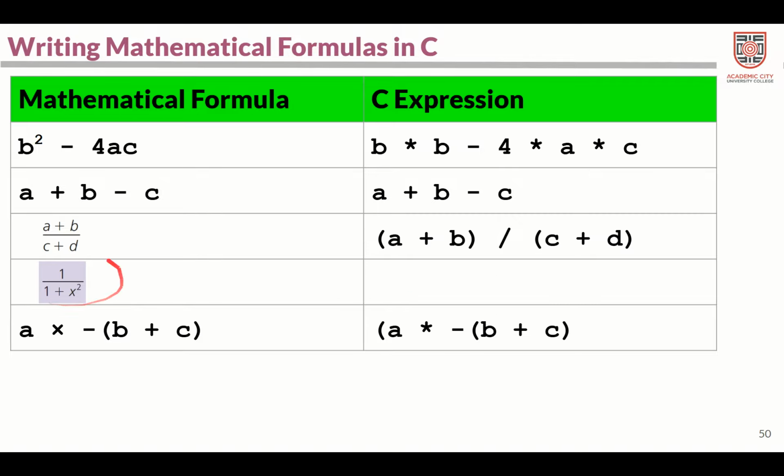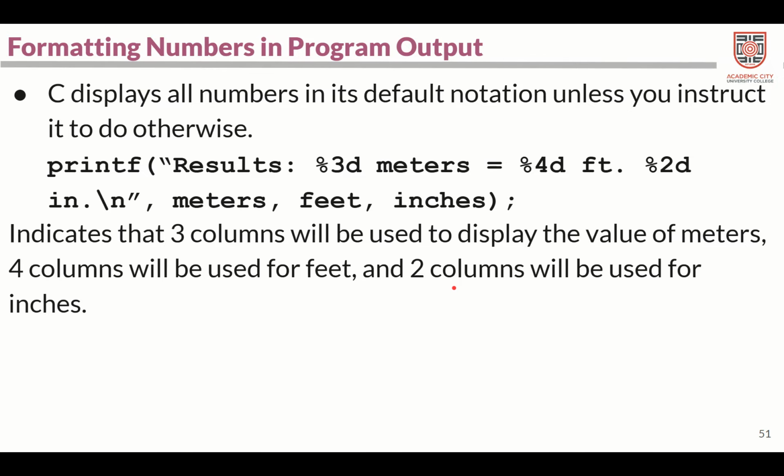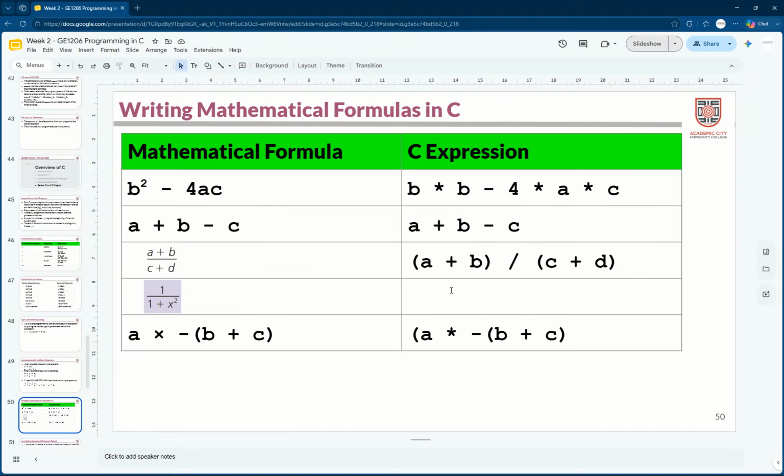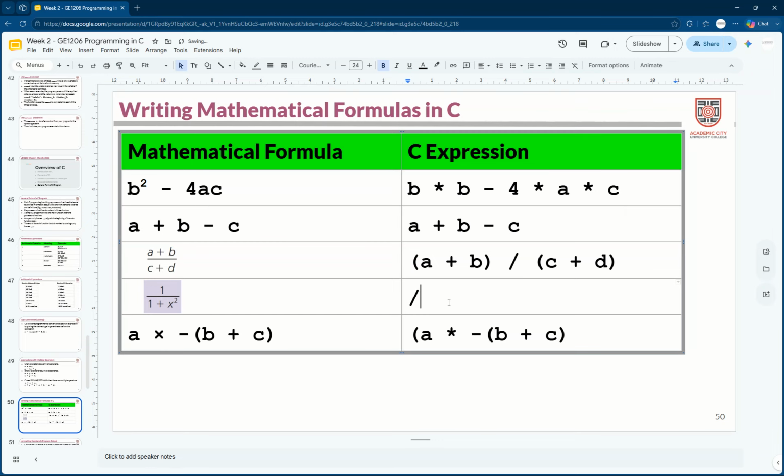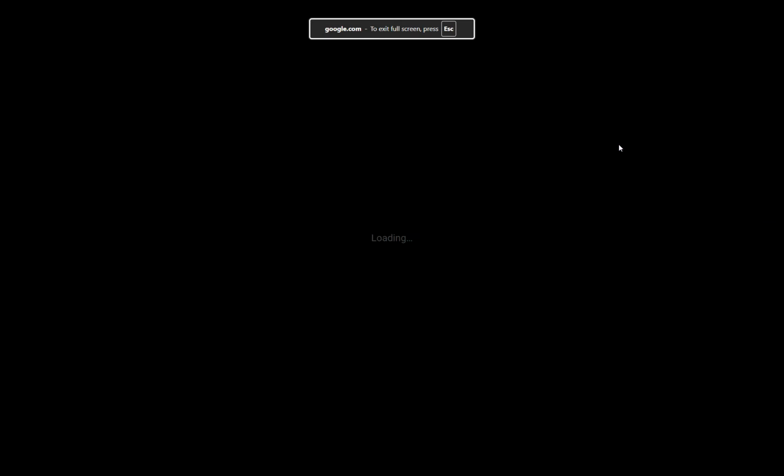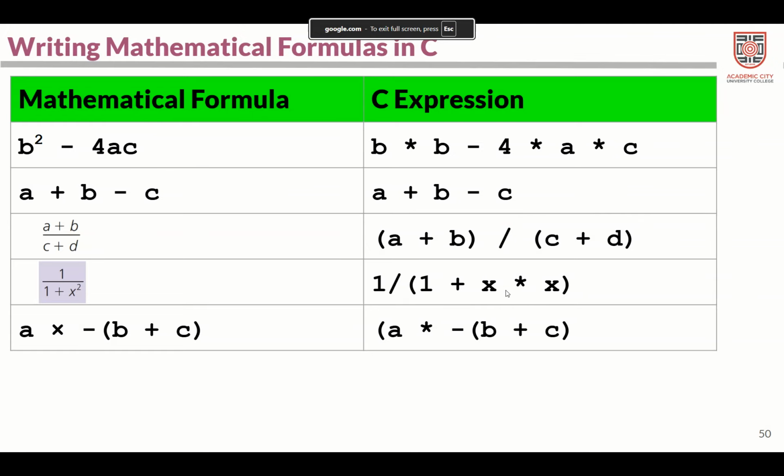For example, if I'm supposed to convert this, it's going to be 1 over, in brackets, 1 plus x times x. That is what's supposed to happen here. Let me even write it so that you will see it. This one is supposed to be 1, then 1 plus x star x, something like this. This is how it's supposed to be. When you convert this mathematically, you're supposed to get something like this.